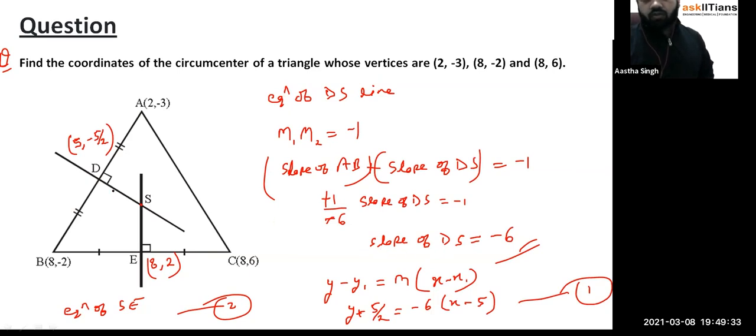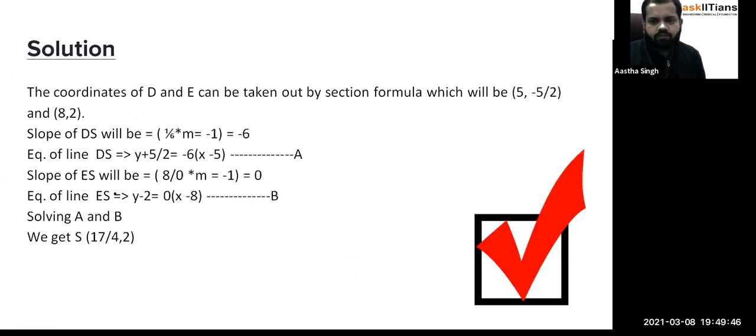You have got the equation of DS, you have got the equation of SE. So the intersection point will be your point S. By the elimination method or substitution method, you can easily find the values of x and y. So we have found the equation of line DS and line ES. If you solve the two equations, the point S will be (17 by 2, 4). Sorry, 17 by 4.